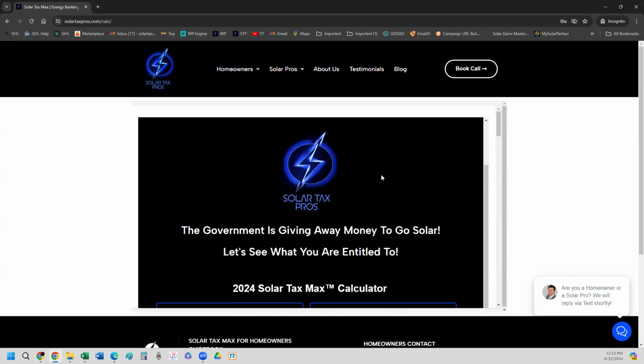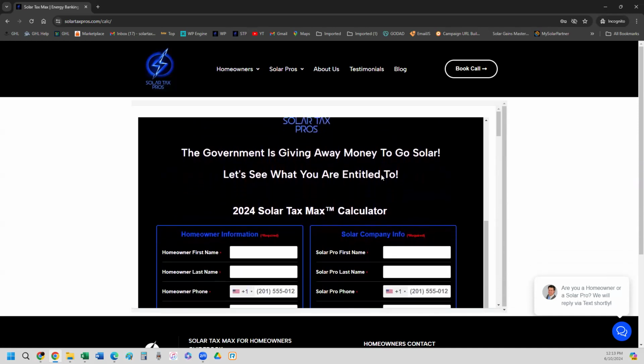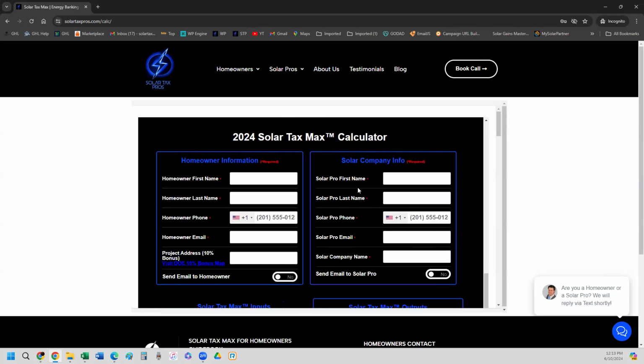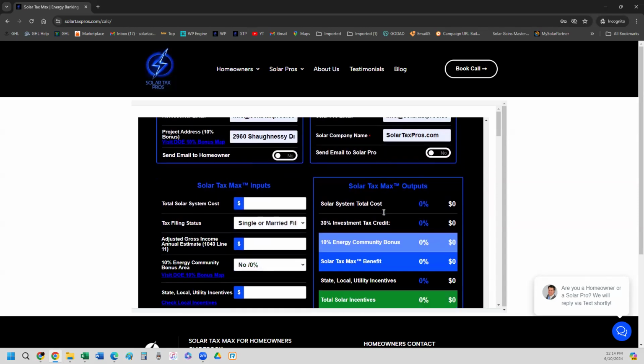So essentially, you are using this script. The government is giving away money to go solar. Let's see what you're entitled to. Here, you can toggle this on and send them an email with the report, and you can also send one to yourself. But before we do that, we're going to leave these off and just calculate the solar incentives.